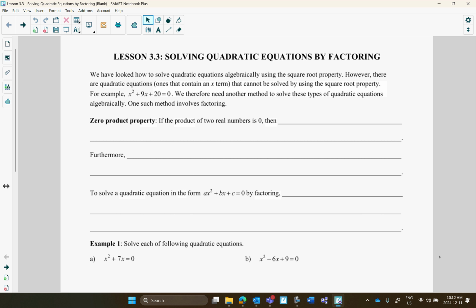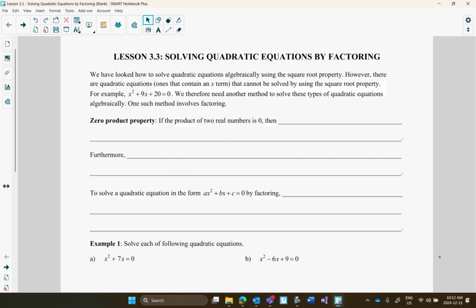Quick little review. When we add two numbers, what name do we give to the answer? We divide two numbers. What name do we give to the answer? Quotient. If we subtract two numbers, and if we multiply two numbers, product. Good.